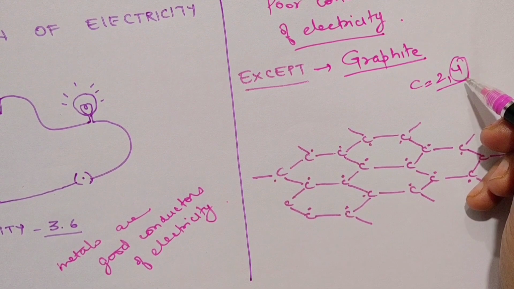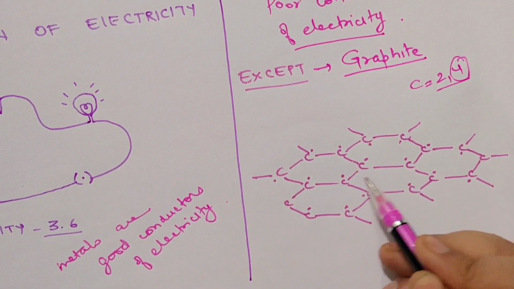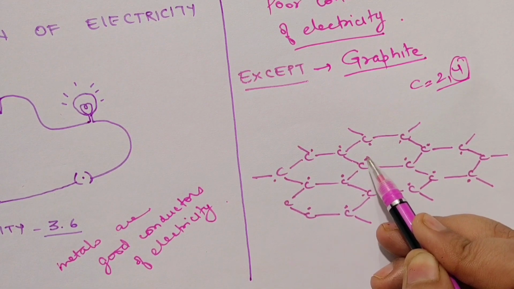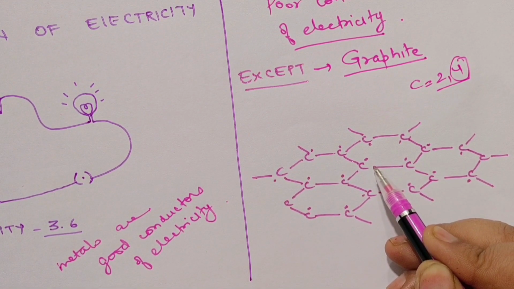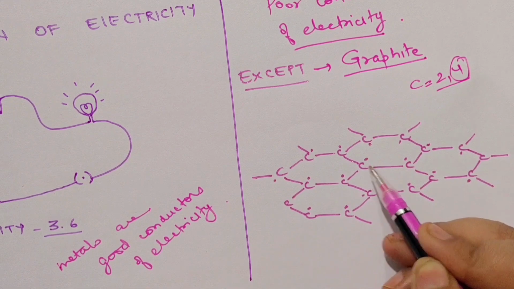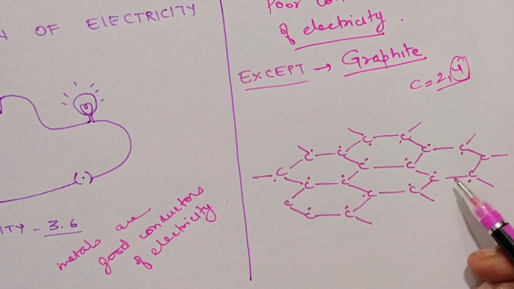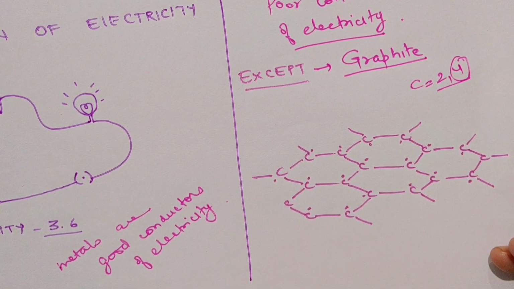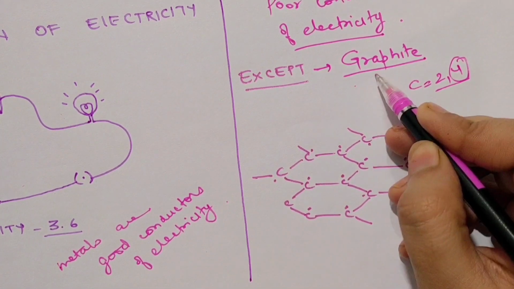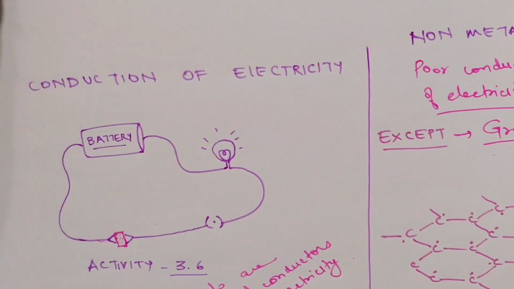So that means it has 4 valence electrons in its outermost shell, out of which it's using only 3 for bonding. Each carbon is left with 1 electron which is not being used for bonding. Hence, this electron is free for movement. And when electrons move, that will conduct electricity. So that makes graphite a good conductor of electricity.